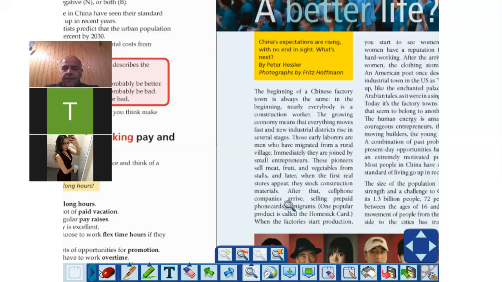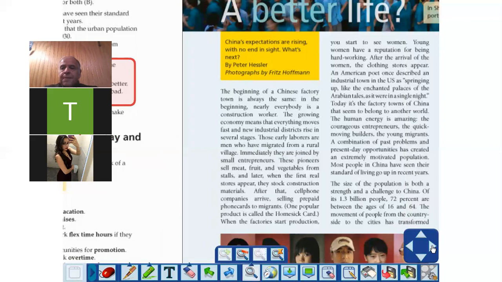Tiare, continue reading. After that, Tiare, are you there? Yes. After that, cell phone companies arrive, selling prepaid phone cards to migrants. One popular product is called the homesick card. When the factories start production, you start to see women, young women, have a reputation for being hardworking.